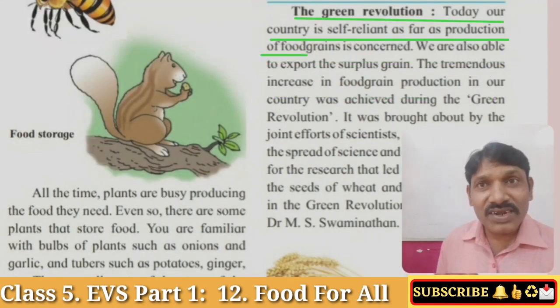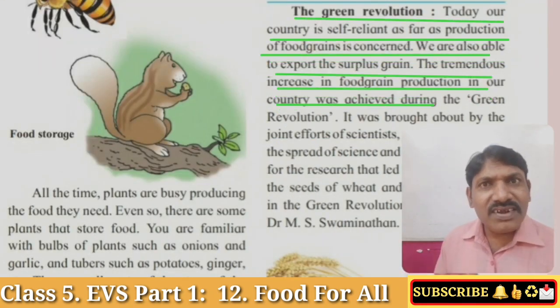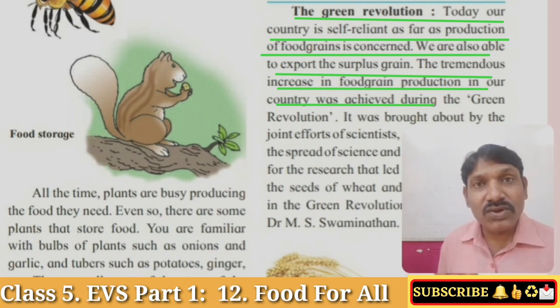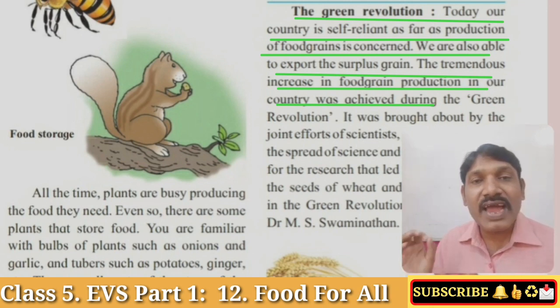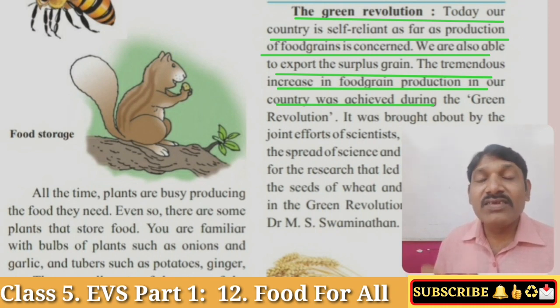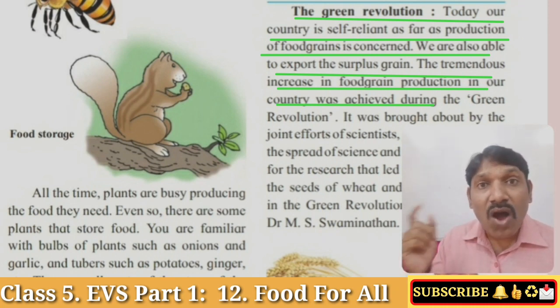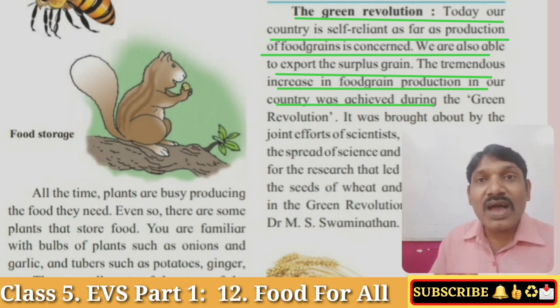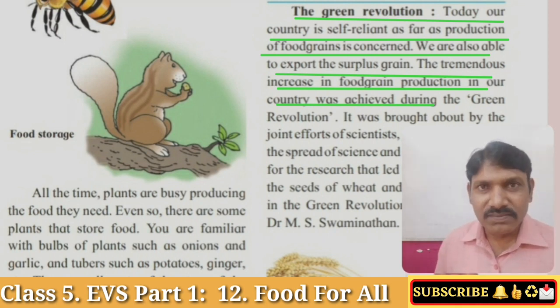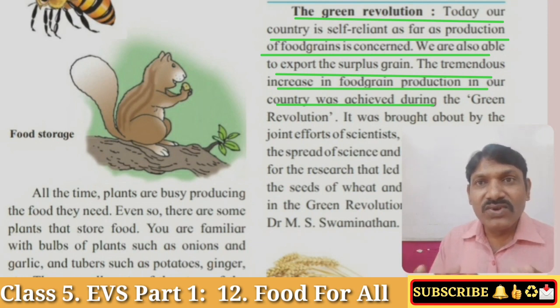Students, now we are going to study the Green Revolution. What is the Green Revolution, student? Today our country is self-reliant as far as production of food grains is concerned. Yes, student, nowadays our country is completely self-reliant as far as production of food grains is concerned. It means there is no need to bring food grains from outside the country now, because we are producing enough quantity of food grains. So our country is self-reliant in the production of food grains.